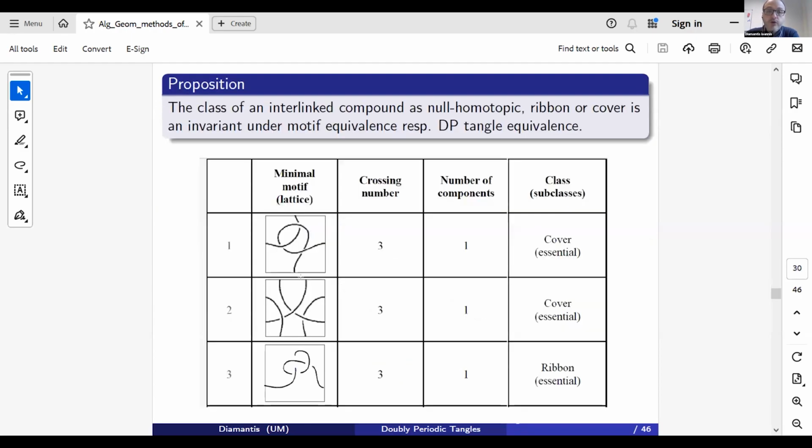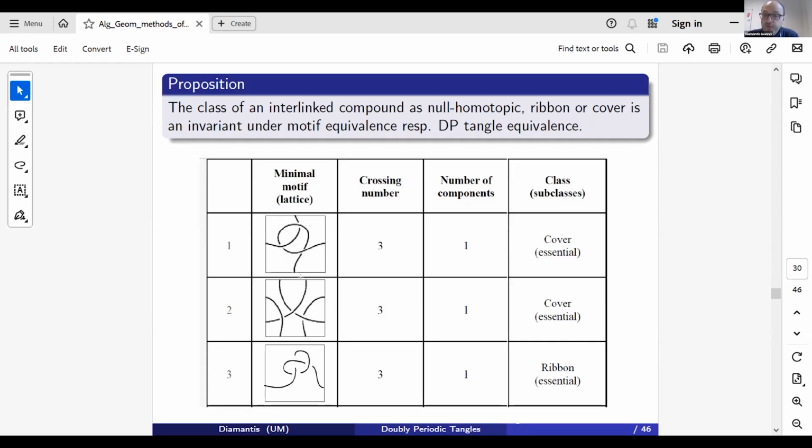Okay, and we reach a beautiful, I would call it theorem, not proposition, that says that the class of an interlinked compound as null homotopic, ribbon or cover, we also have an ordering relation that a null homotopic is weaker than a ribbon, which is also weaker than a cover. This is important for the proofs. This is invariant under motif equivalence. Right? And motif equivalence means also then twists, means also rigid transformations of the plane, local or surface isotopies, everything.